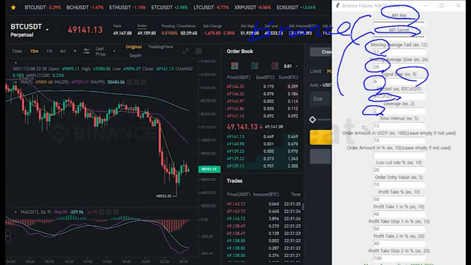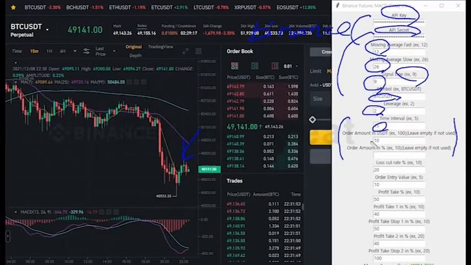Time interval is the time period for each candle. If you want to trade using a 15-minute candle, then you input 15, and if you want to use 30 minutes, then you input 30. And you have a choice for the next two inputs.